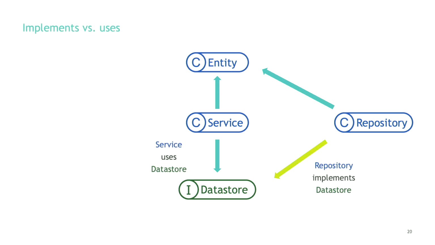When it comes to dependencies, there are two kinds of dependencies that you need to consider. What we have now is that the service uses the data store, and on the left side, the repository is implementing that data store. Whenever you're thinking about dependencies, keep in mind that there are two kinds of dependencies that you can have.